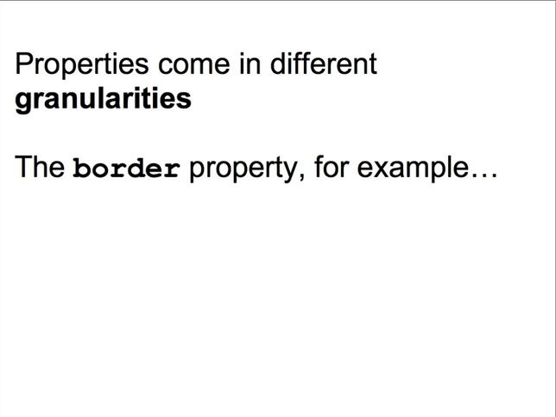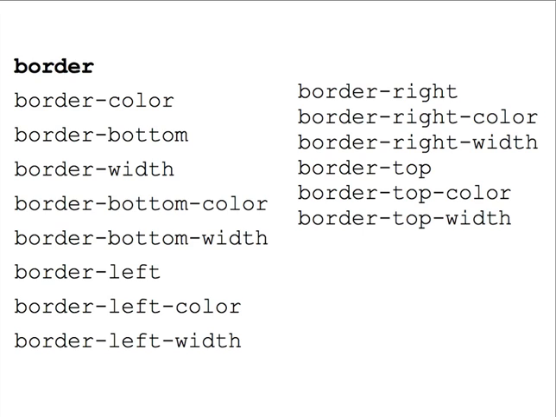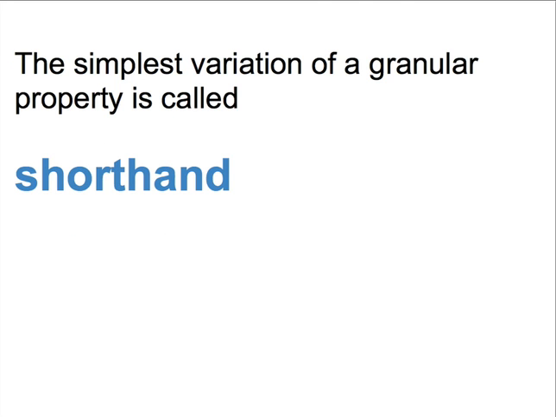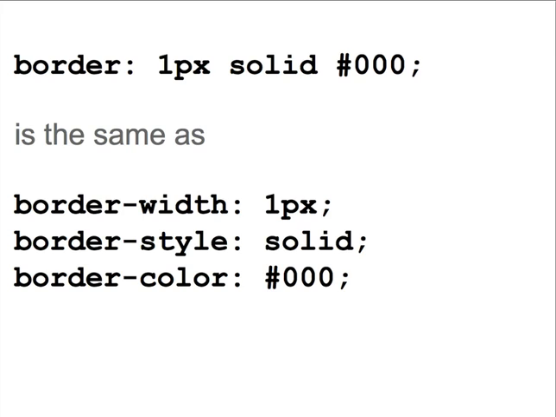Properties come in different granularities, so you probably saw that in the font example before, but border is an interesting example. Border, by itself, you can set, or you can set all of these granularities on border. You can set just the border right's color, or its size, by width. Or font, for instance. There's the family, size, style, variant, and weight. The simplest variation of granular property is called its shorthand. So for instance, border: 1px space solid space #000 is the same as setting the border width, style, and color. When using shorthand, the order that you set these values is significant. You can't set them in any other order, so you just have to memorize that.